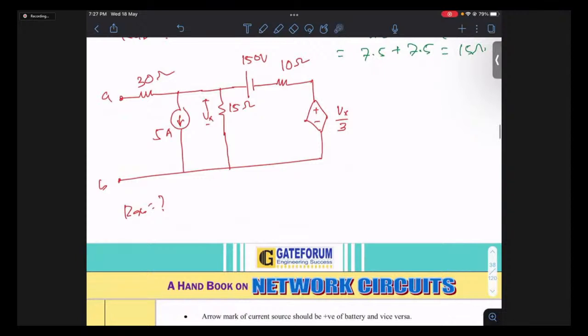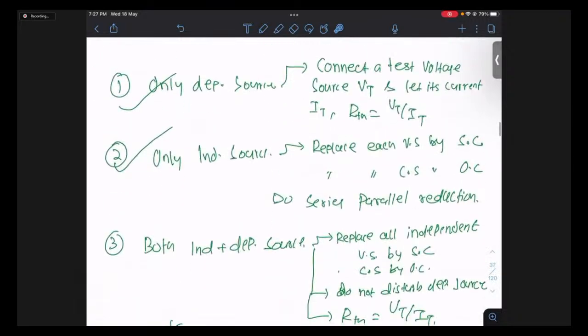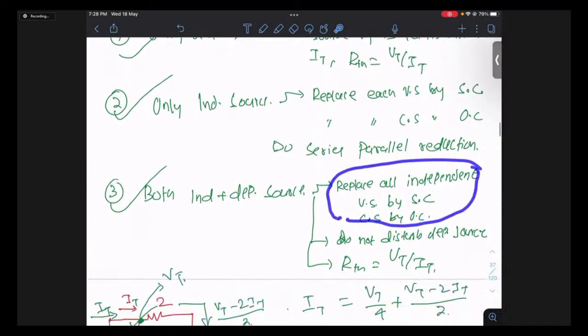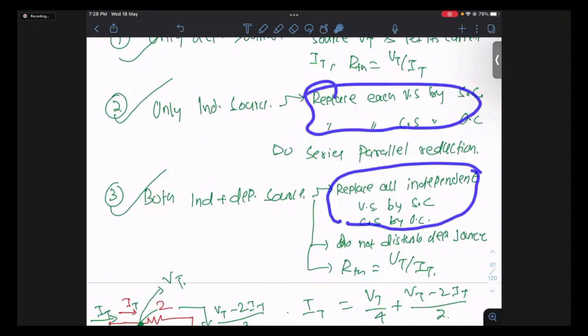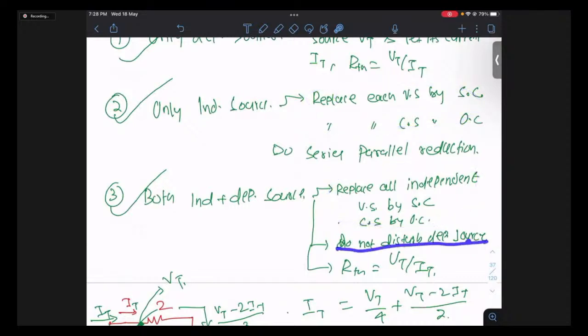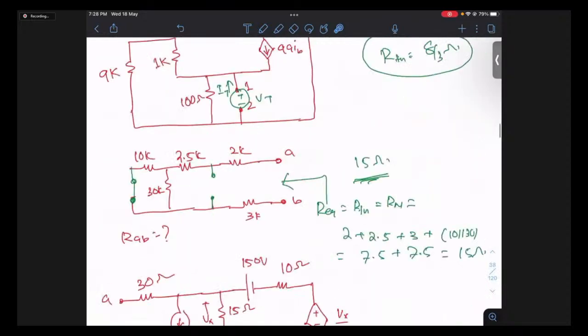And this is the last one. So what does this category contain? It contains independent sources as well as dependent sources. In this kind of case, what is the method I said? If it contains both independent and dependent sources, replace all independent voltage sources by short circuit, and current sources by open circuit. That means you are supposed to make use of these two steps again. Do not disturb the dependent source. And then again, you proceed the way we did in the first case. Then you can get this Rth equals Vt by It.